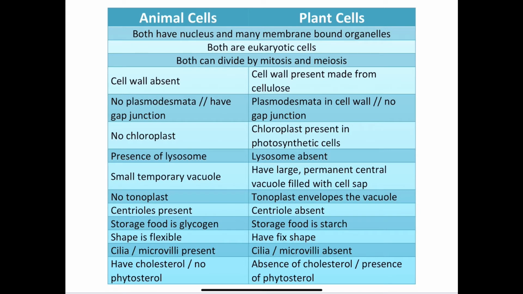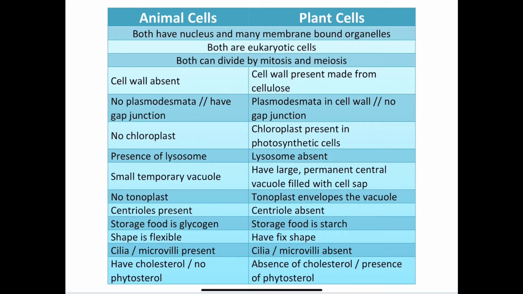So apa fungsi microvilli di small intestine kita? Dia increase the surface area for absorption in small intestine. So itu fungsi microvilli di small intestine kita. Kalau plant cell, dia tidak ada cilia ataupun microvilli sebab dia ada cell wall. So bila dia ada cell wall, dia tidak ada cilia atau microvilli lah. Okay. And lastly, animal cell have cholesterol while plant cell absence of cholesterol. Animal cell have no phytosterol while plant cells presence of phytosterol.